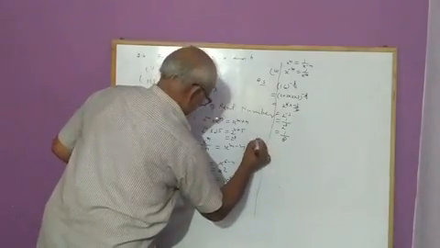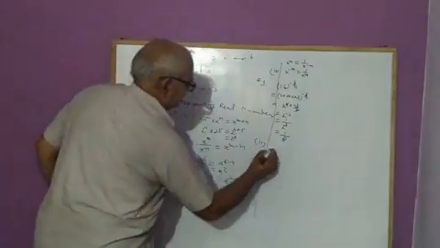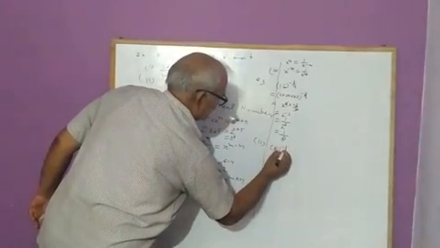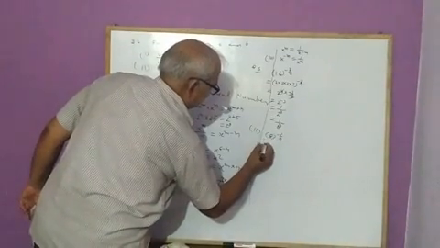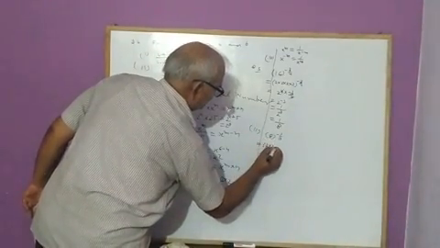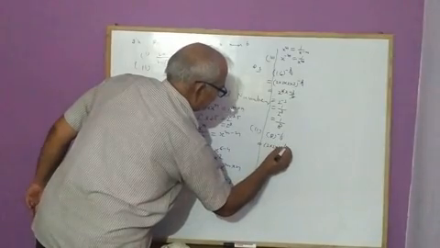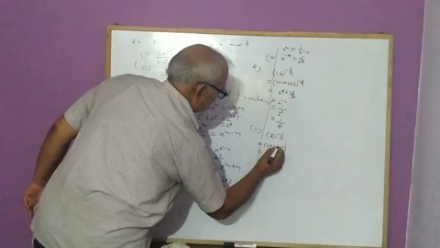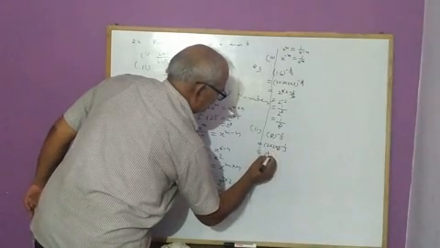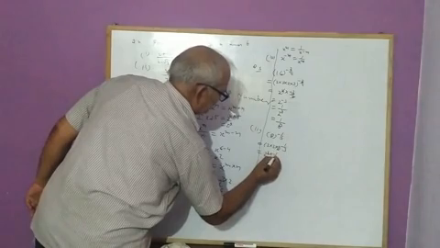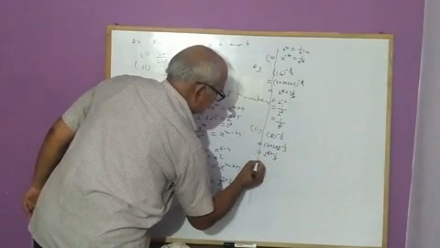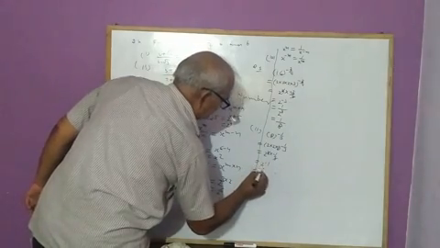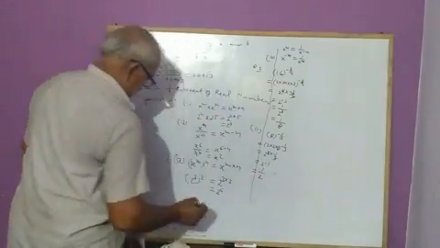Second part, 8 to the power minus 1 by 3. You can write 8 as 2 into 2 into 2, so (2 to the power 3) to the power minus 1 by 3. This equals 2 to the power 3 into minus 1 by 3. The 3 cancels, so 2 power minus 1, which equals 1 upon 2.